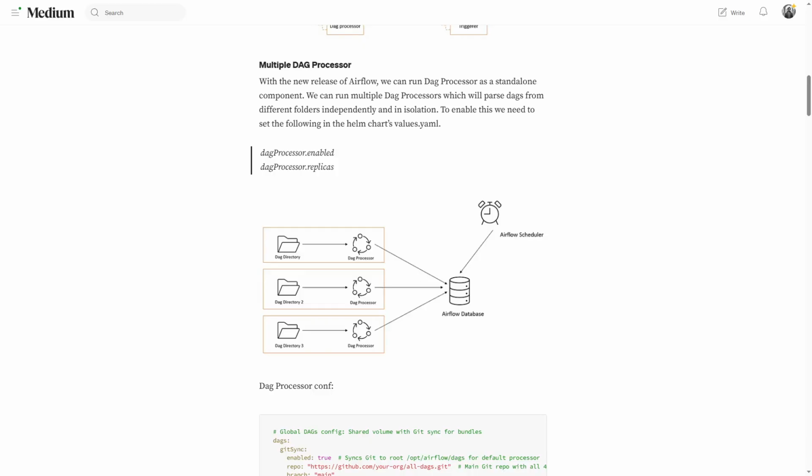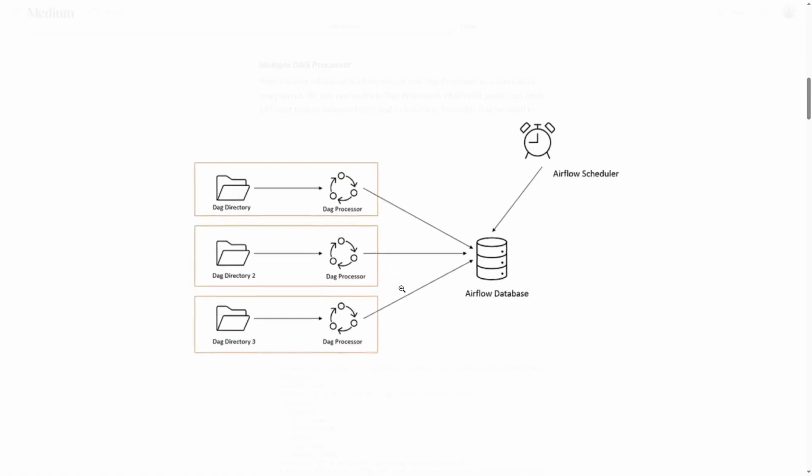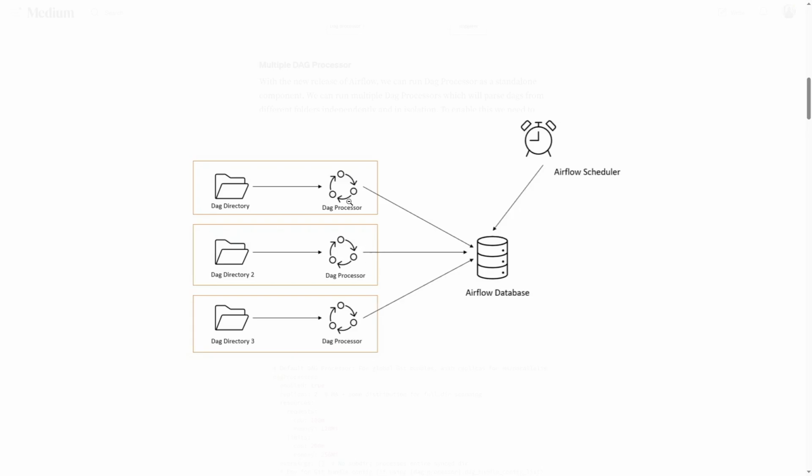We have a configuration called dagProcessor.enabled, and then we set dagProcessor.replicas. If we set it to a higher number, let's say 2 or 3, there will be 3 different instances of the DAG processor running, and in parallel they will read the DAG directory, parse the DAGs and process them. There are two approaches here. One is having each DAG processor looking at one single folder.